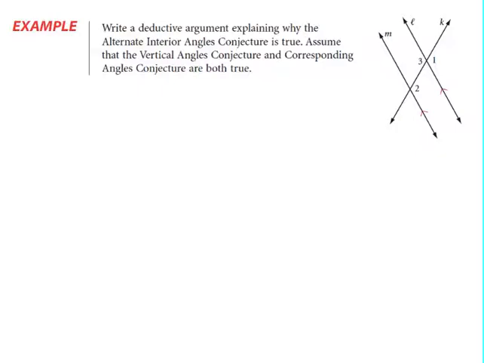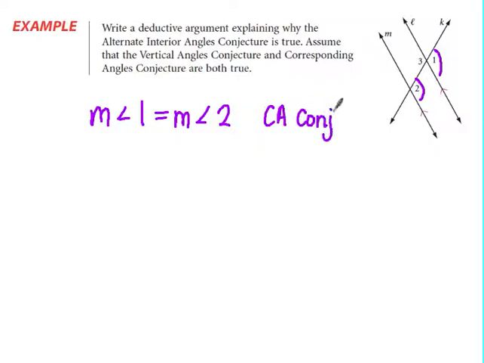If we know the corresponding angles conjecture is true, what can we conclude? That we can conclude that angle 1 and angle 2 are the same, right? That's by the corresponding angles. So we know that the measure of angle 1 equals measure of angle 2. Reason, that's the corresponding angles conjecture. Notice how now the shortcuts kind of came in handy. Don't have to write out corresponding angles.